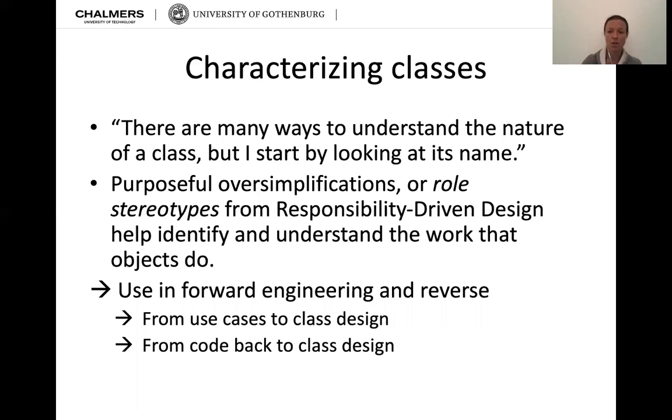We can use that knowledge in 2 ways. We can use this either in forward engineering or in reverse engineering. So forward engineering in this case means we use it as we go from use cases to class design. And reverse engineering would mean we look at a piece of code and then re-engineer the class design back out of it that's represented in there.